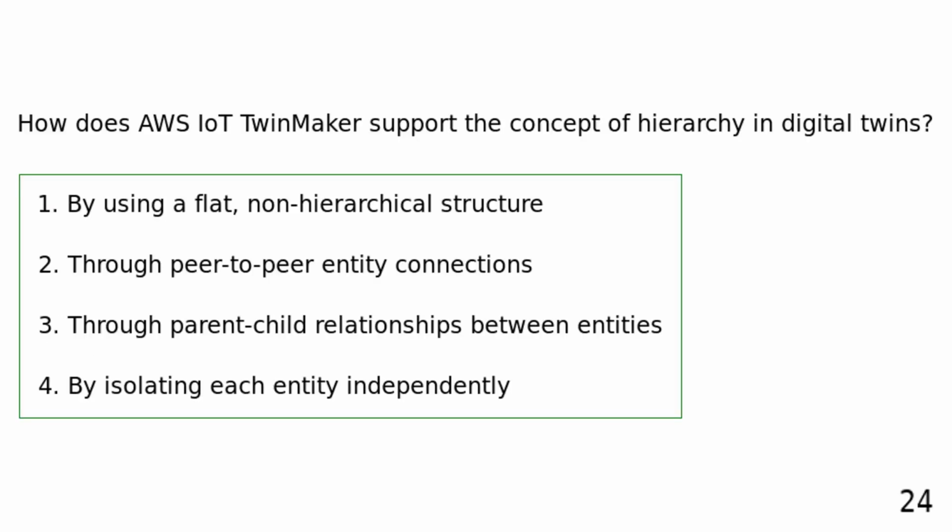How does AWS IoT TwinMaker support the concept of hierarchy in digital twins? By using a flat, non-hierarchical structure. Through peer-to-peer entity connections. Through parent-child relationships between entities. By isolating each entity independently.